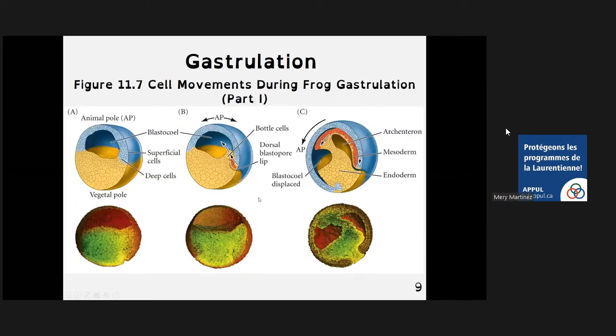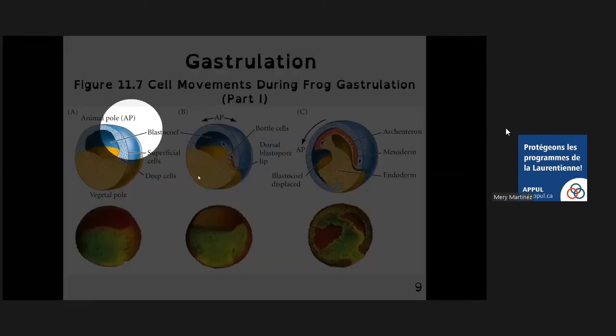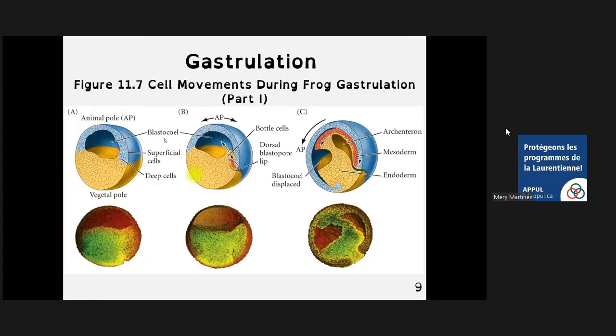Where's my pointer? That's not the one I want, this one.